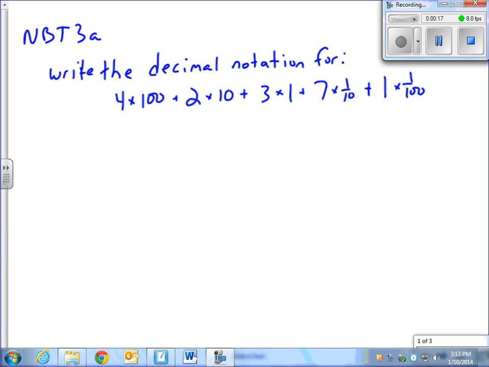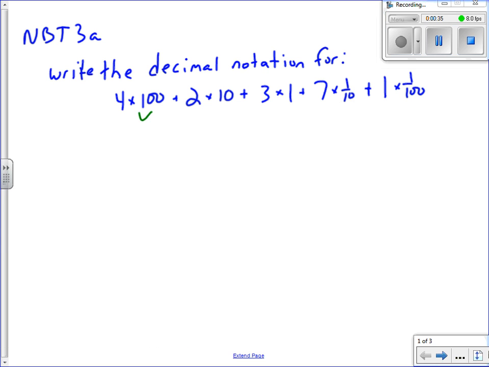It says write the decimal notation for, and you really just want to write a decimal. So this is an expanded form and you just want to write a decimal. I do this in 2 steps. Some people try to jump ahead and do it in 1 step. Whichever way is comfortable for you is fine, but I like doing it in 2 steps. So I do each place value separately.